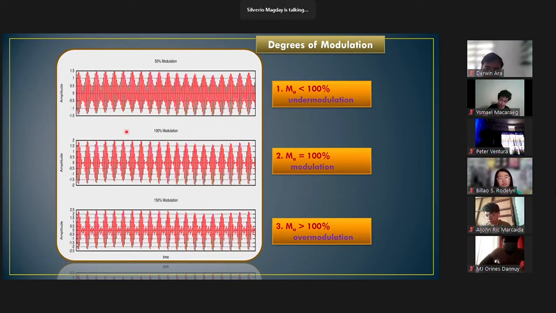Degrees of modulation, so the perfect modulation nga is at 1, modulation index is 1 or at 100%. So ganito itsura. Kapag under modulation, magkalayo yung gap of your mga V-min, and then pag over modulation, there is an overlapping nga. It could cause now loss into the message.